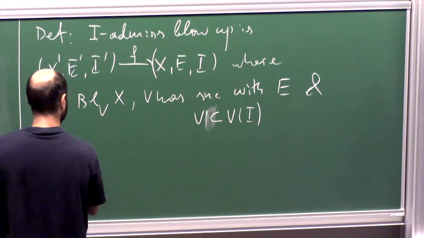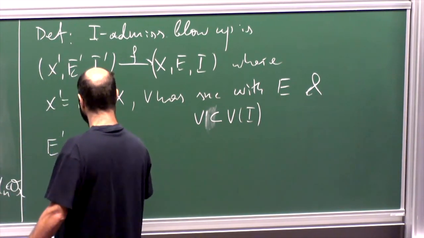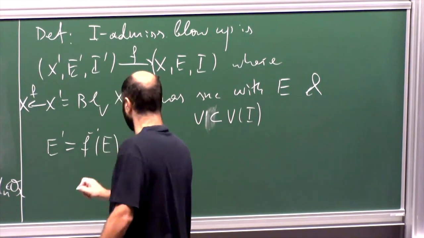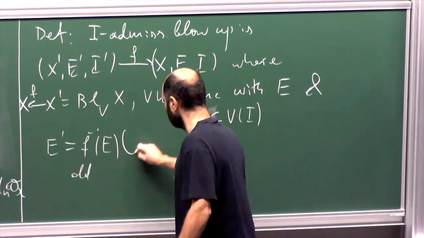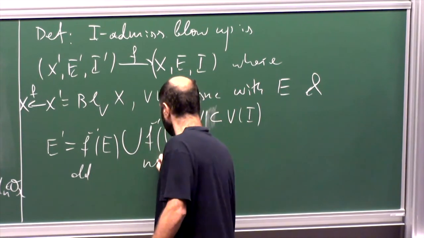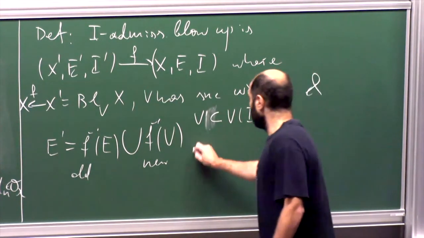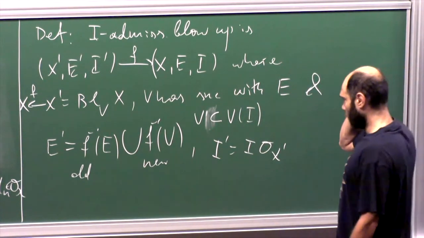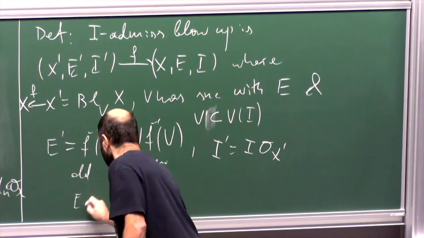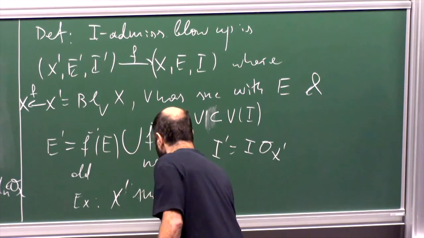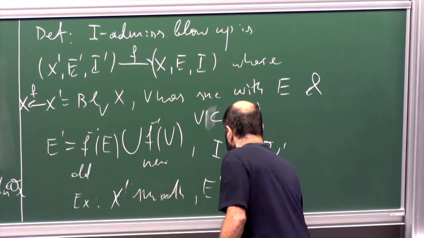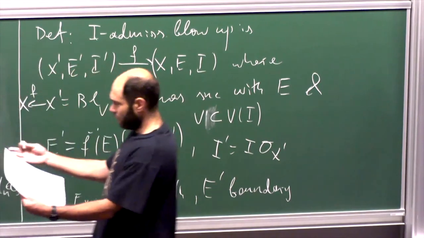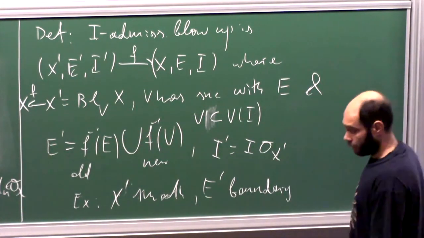E prime equals to, let me denote this map to X by F, E prime equals to pre-image of the old boundary, we call this old component, union with pre-image of V. This is new component. And I prime is just pullback of I. So the ideal is just pullback. Exercise. X prime is smooth, a manifold, and E prime is a boundary. Just because our definition immediately allows to go to local coordinates, you just compute everything locally and that's it. Okay.